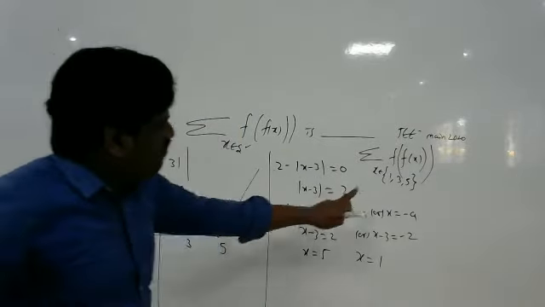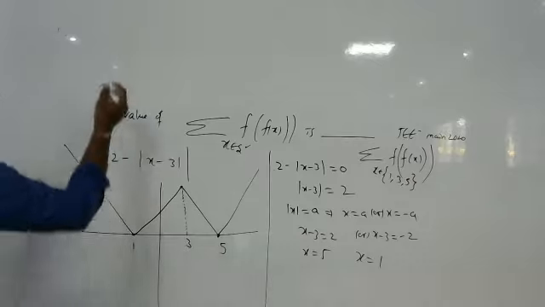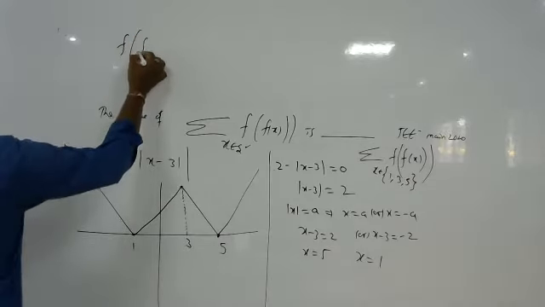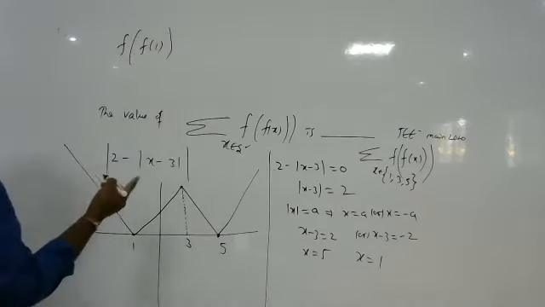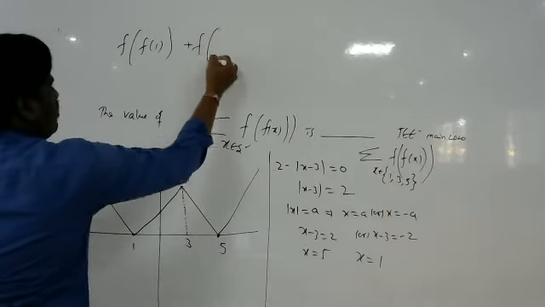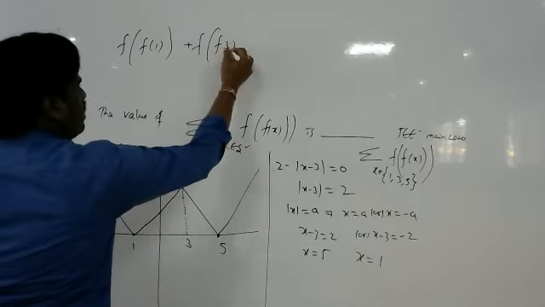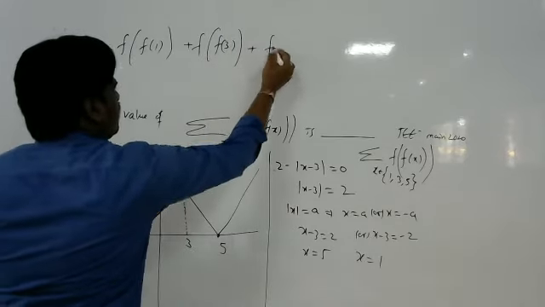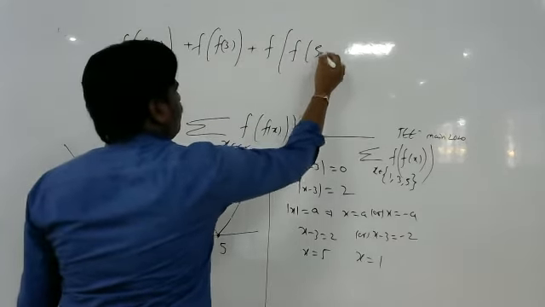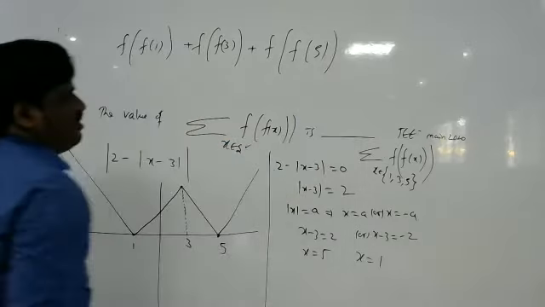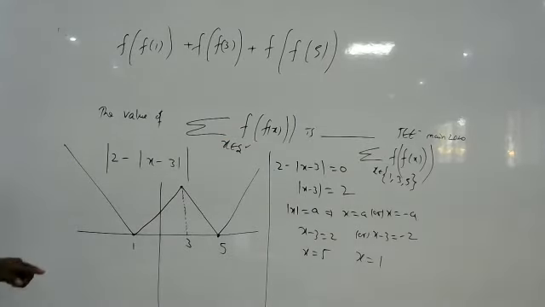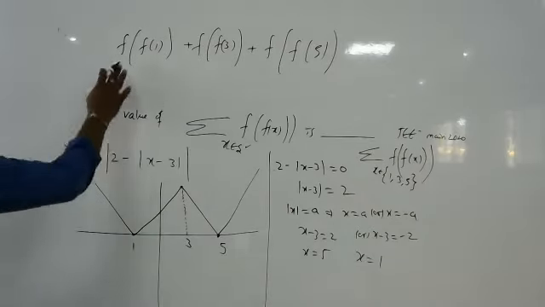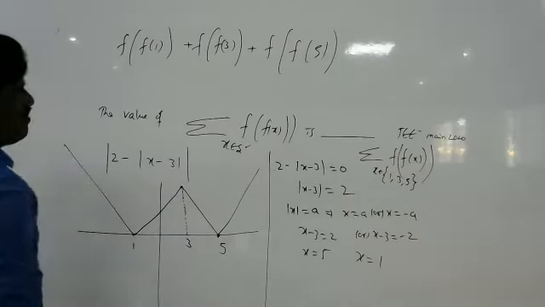See this, what I write here: f of 1 I substitute in this. Means I get f of 1 plus f of 3 plus f of 5. So this I have to find: f of 1 plus f of 3 plus f of 5. Actually this was one of the good questions of JEE 2020, a difficult question. Many of them did it wrong. So f of 1 plus f of 3 plus f of 5.